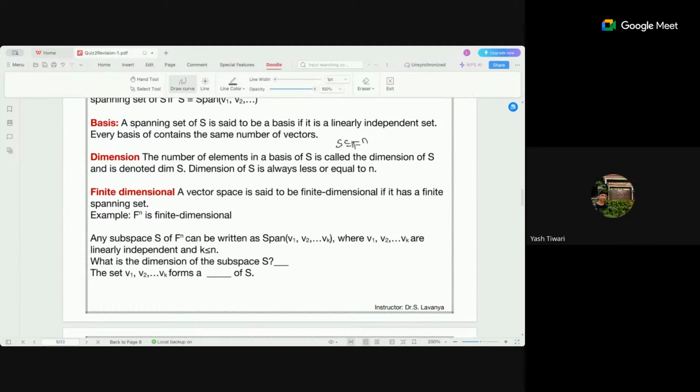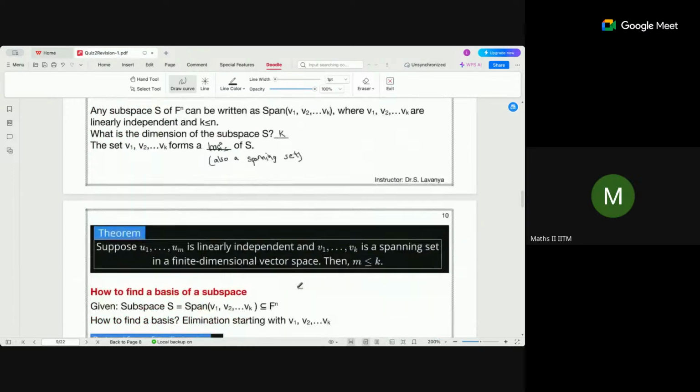So the set forms a spanning set or basis for S. Actually, it is a spanning set and also a basis. Yes. Okay, so the dimension is k, and here it is a basis. So basis implies that it is also a spanning set. Basis implies already that it is a spanning set by definition, right?